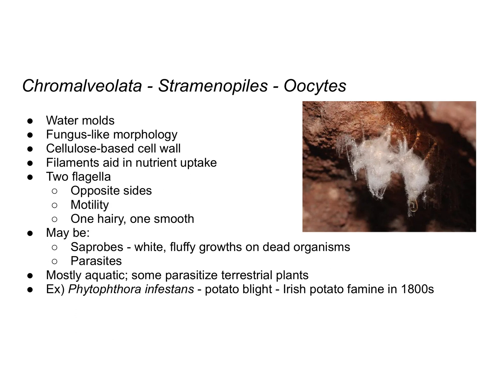Another type of straminopile are the Oomycetes, and I apologize for the typo here. So this should be Oomycetes. And these are water molds, and they're actually similar to fungus in their structure or morphology. They have a cellulose-based cell wall and a filament that aids in nutrient uptake. So they actually have two flagella that are on opposite sides of them, and the flagella help with motility.